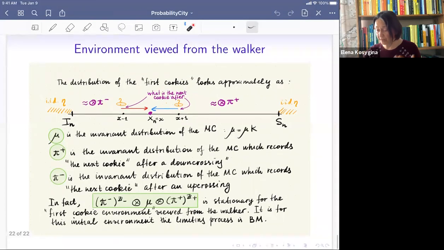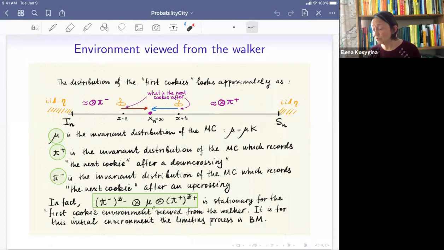So the picture, this is my last slide, is pretty much like that. This is the minimum of your walk, this is the maximum of your walk. But you are somewhere, for example, in the bulk. Then what is the environment here? Here it's IID, eta, IID, eta. What is the environment here? One observation is that if you are here, then the last jump before you got here from the right was a down crossing, and the last jump when you got here from the left was an up crossing.